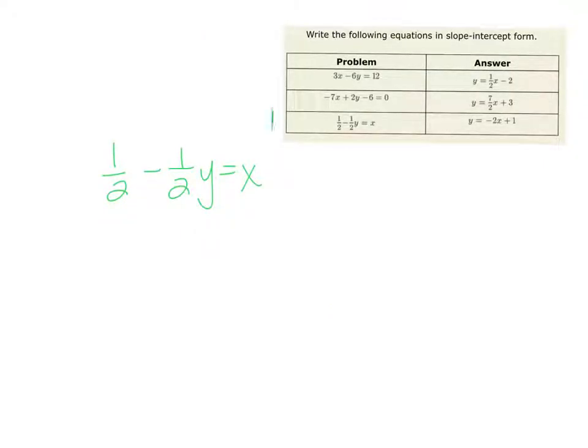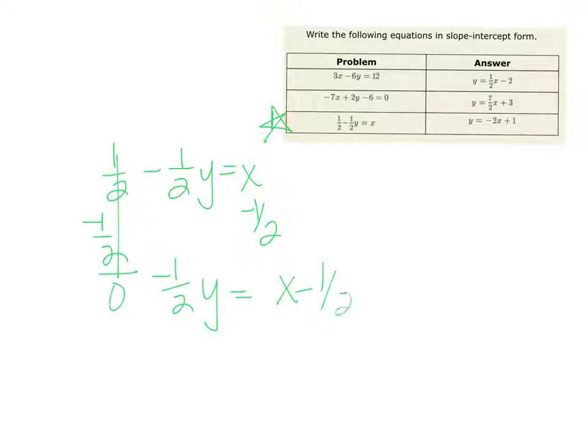To put this equation in slope-intercept form, I need to subtract 1/2 from both sides. That leaves me with negative 1/2 y equals x minus 1/2. Then I'm going to multiply everything by a negative 2. A negative 2 times a negative 1/2 is 1.